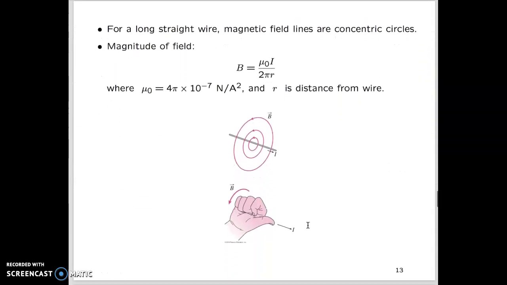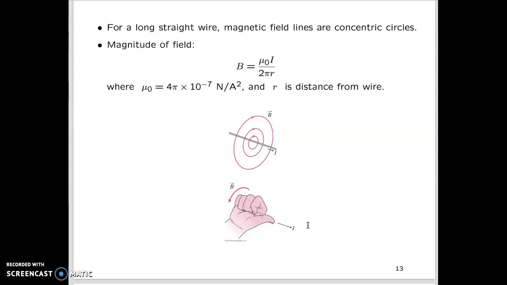Okay, so it turns out that for a very long straight wire, the magnetic field lines are concentric circles. We've already said the magnetic field lines are circles. Well, here's one of the magnetic field lines, here's another one, and here's another one. And these circles are all perpendicular to the current-carrying wire.